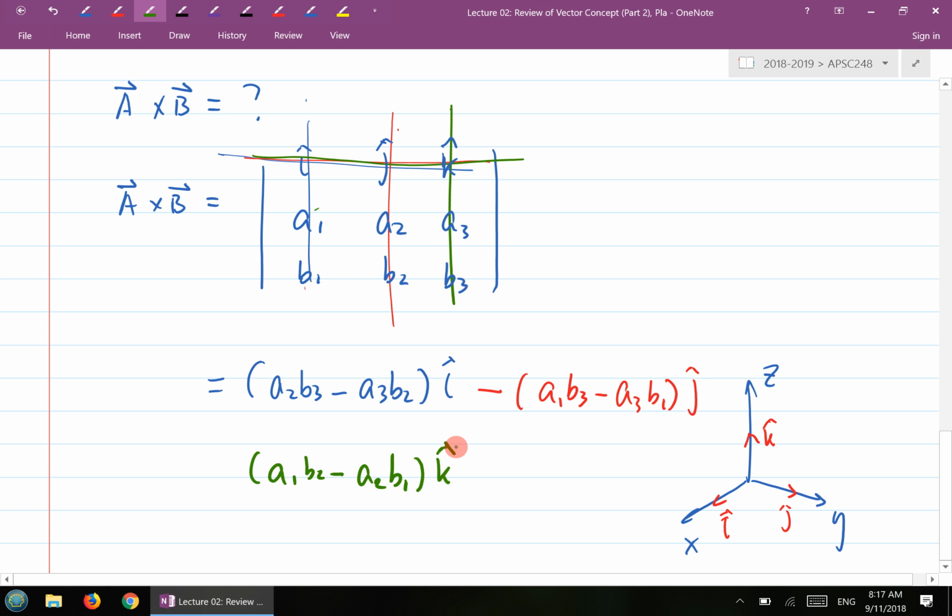Okay. So that's the calculation. You can see you already have A1, A2, A3, B1, B2, B3. All you need to do is substitute here, and you keep the i hat, j hat, k hat. You get a vector essentially. That's what the cross product does. The cross product gives you a vector, and this vector here is a 3D vector naturally. So that's how you can calculate the cross product here.